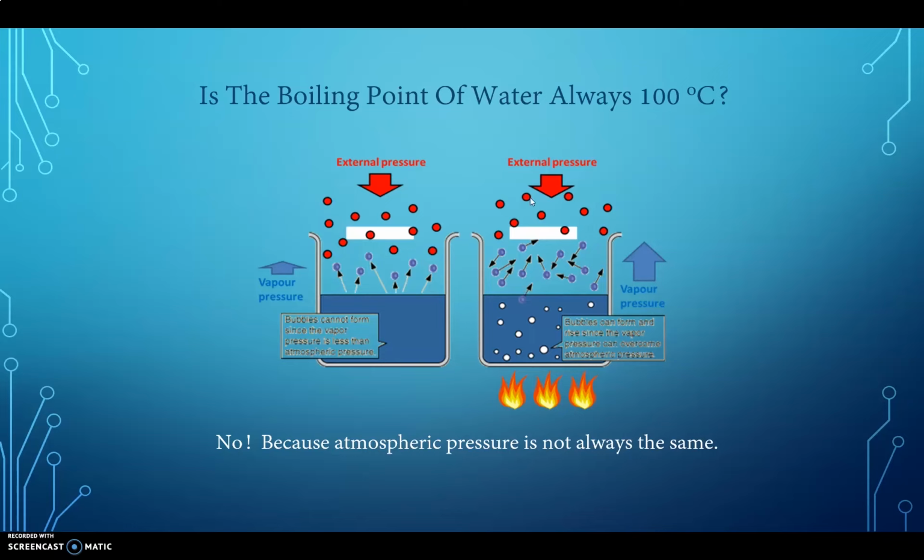So if you change the atmospheric pressure, you'll change the amount of vapor pressure required to boil, and that will change the boiling point. 100 degrees Celsius we usually refer to as the normal boiling point of water. That means its boiling point at 1 atmosphere of pressure.